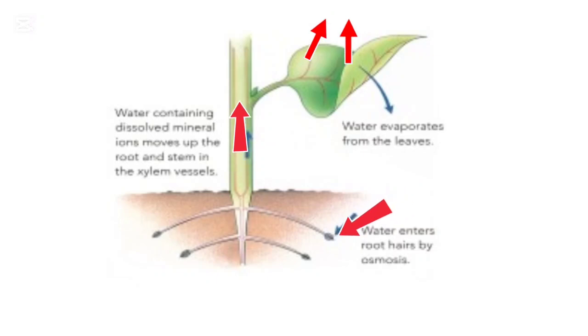This is called transpiration. When the root absorbs water from the soil and transports it to the upper parts of the plant by xylem, 2% of the water is used in photosynthesis and other activities, and 98% of the water is lost into the atmosphere through transpiration. The water evaporates from the leaves. This is called transpiration. Now this cycle continues.